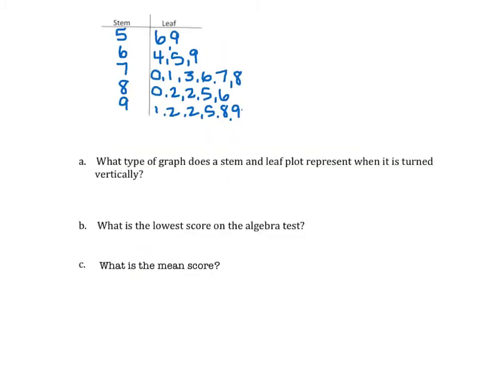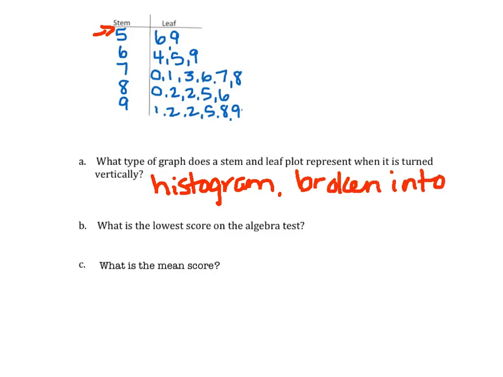So now we're ready to take a look at our data. First of all, it says, what type of graph does a stem and leaf plot represent when it is turned on its side? Well, if it was turned on its side, you would notice that each of these are broken up into intervals. So it's somewhat like a histogram, broken into intervals.